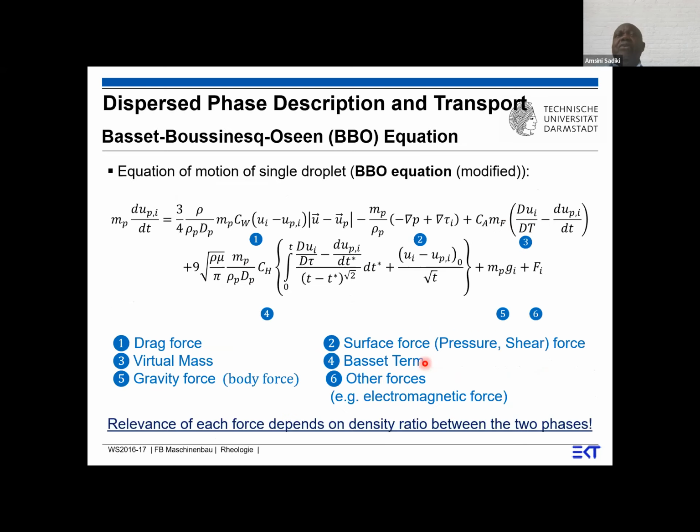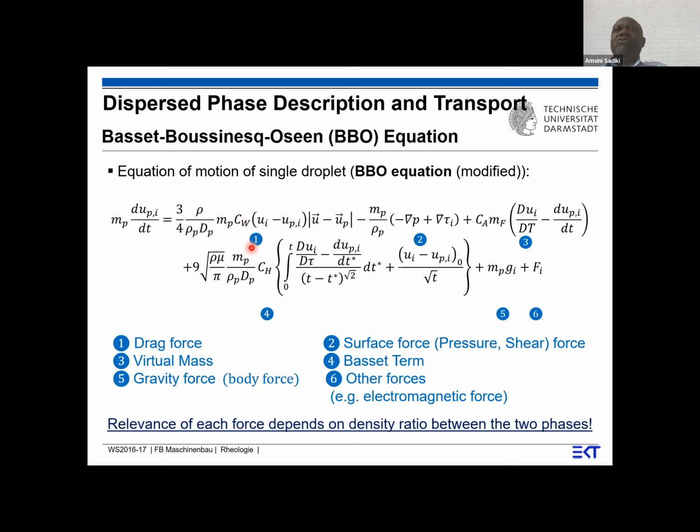So we have the list of different equations of different forces, and if we put them together, this was done by Basset, Boussinesq, and Oseen, the BBO equation, in which the change of the momentum of the particle is given by the sum of acting forces.